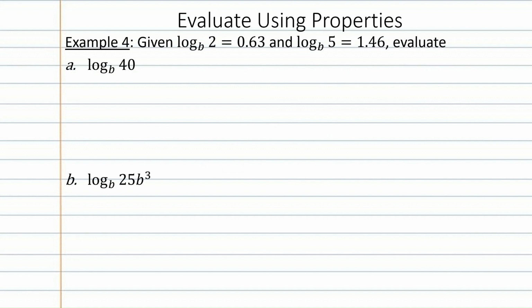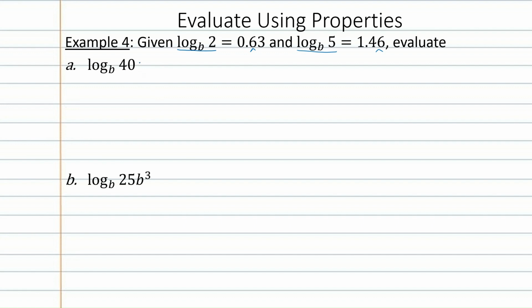Now, let's evaluate using properties. So an example for it says given log base b of 2 equals 0.63 and log base b of 5 equals 1.46, let's evaluate the log base b of 40. Okay. Now, they're not looking for you to try to figure out what b is here. They're looking for you to use both of these, and then use a substitution when you're able to get it in terms of 2 and 5, or 2 or 5.